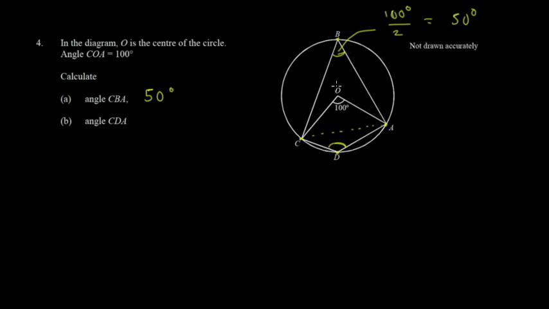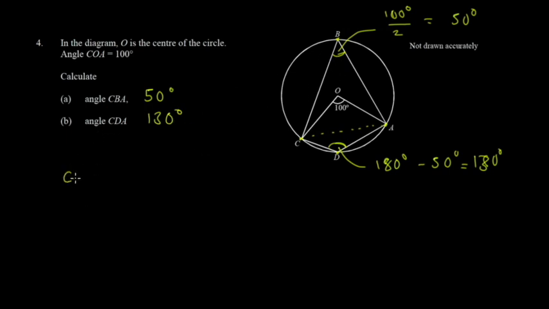So when this one is 50, this one must complement 50. So it's 180 degrees minus 50, which is equal to 130. So this one would be 130 degrees. Okay, so this is how you'd show it.